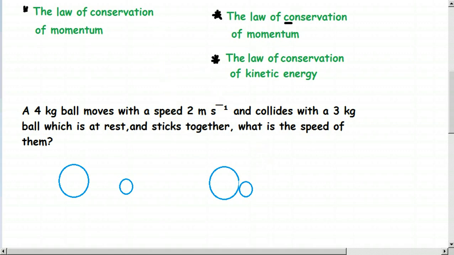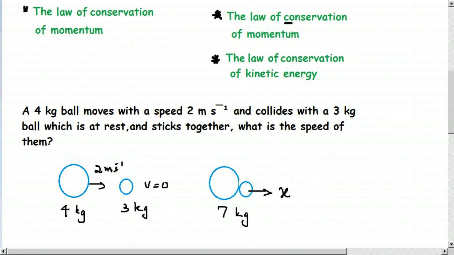Then let us mark these values. This one is 4 kg. Let us write here the speed, 2 m/s⁻¹. This one is at rest, that means velocity equals 0. 3 kg. Then total 7 kg. 4, 5, 6, 7. 7 kg. So the velocity we don't know, that is what they ask. So say it is x.